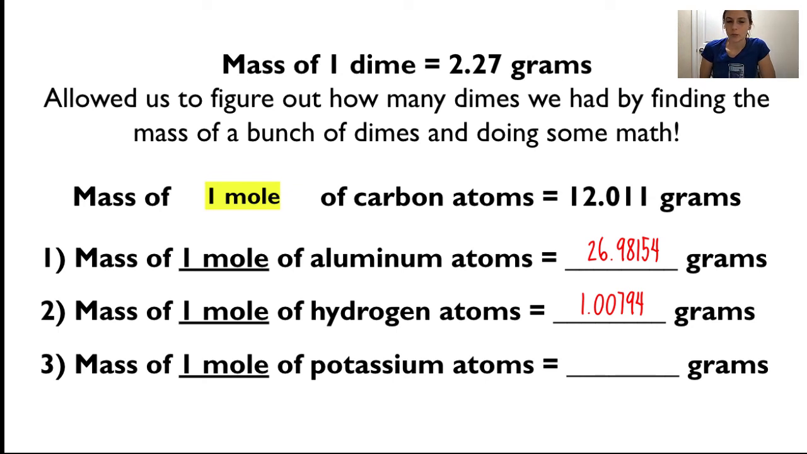Hydrogen, the mass of 1 mole of hydrogen atoms, according to your periodic table, is 1.00794 grams. And the mass of 1 mole of potassium atoms would be 39.0983 grams. Again, these are all just numbers that are coming off of our periodic table. So now we know 602 hexillion aluminum atoms has a mass of 26.98154 grams. This is going to be very useful information for us in the future.